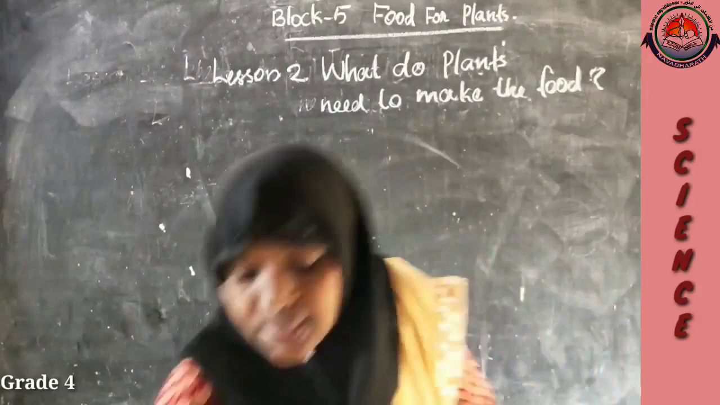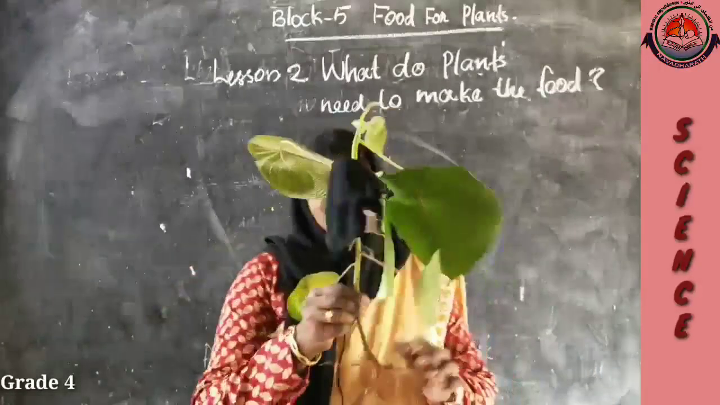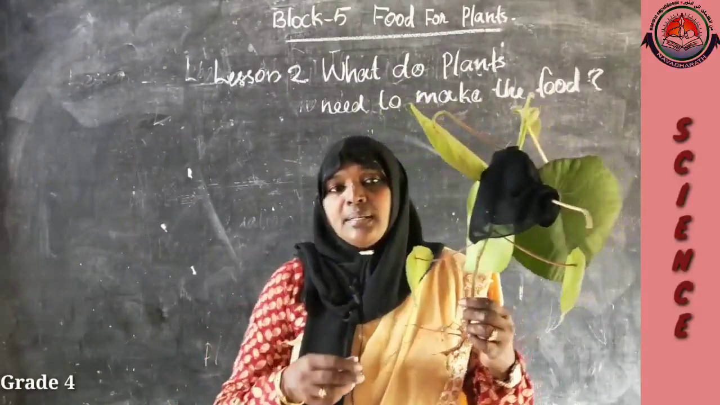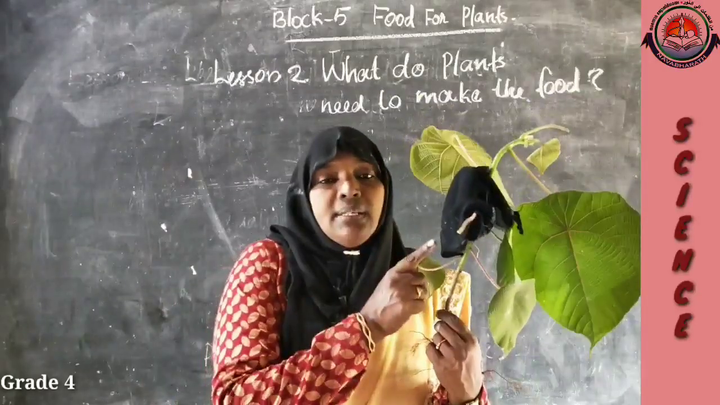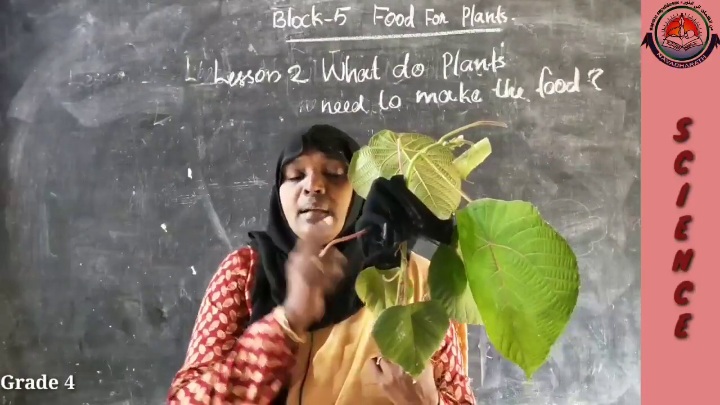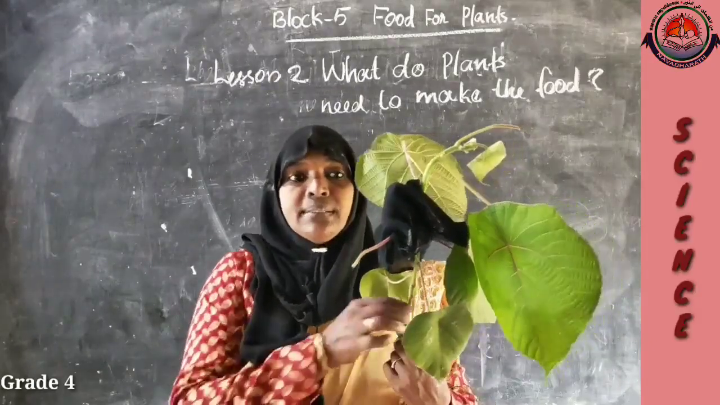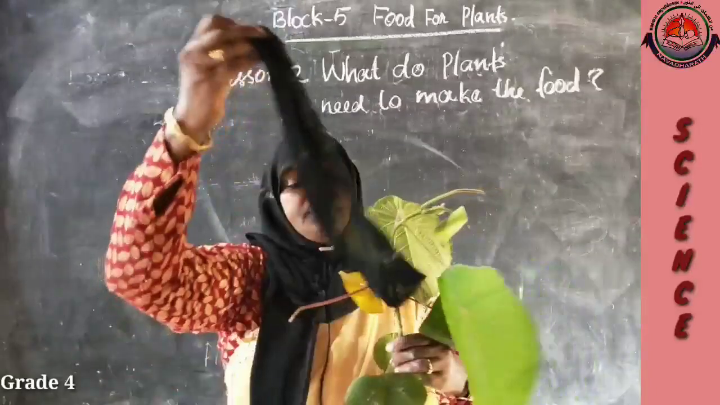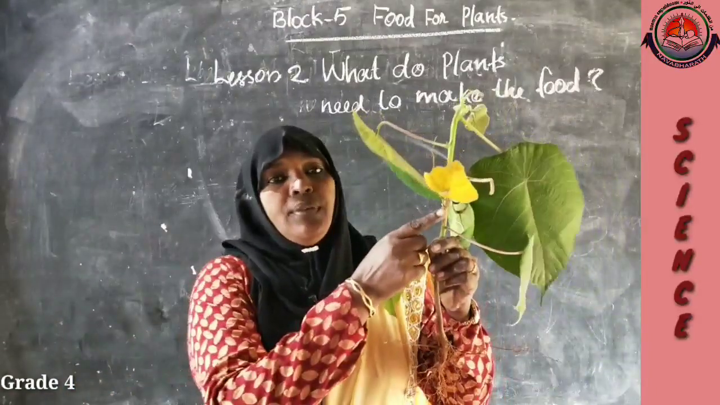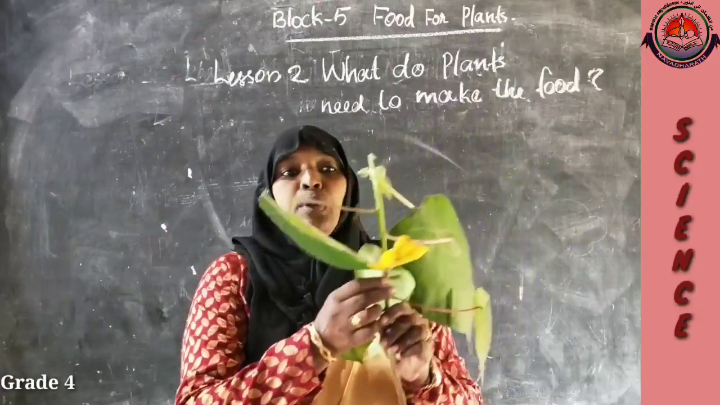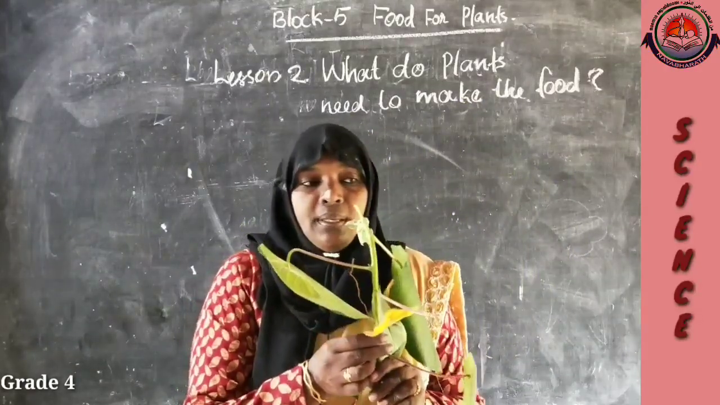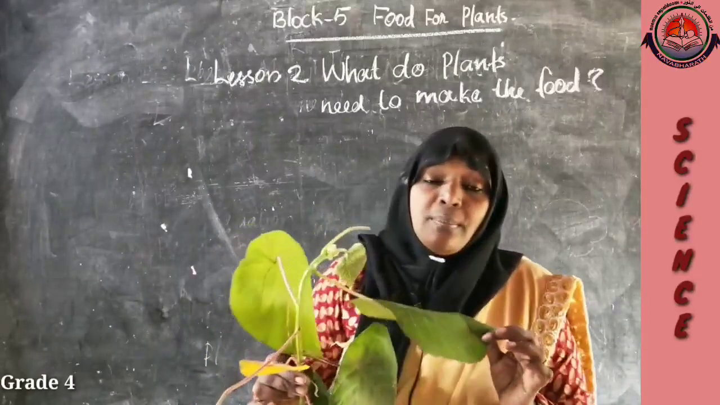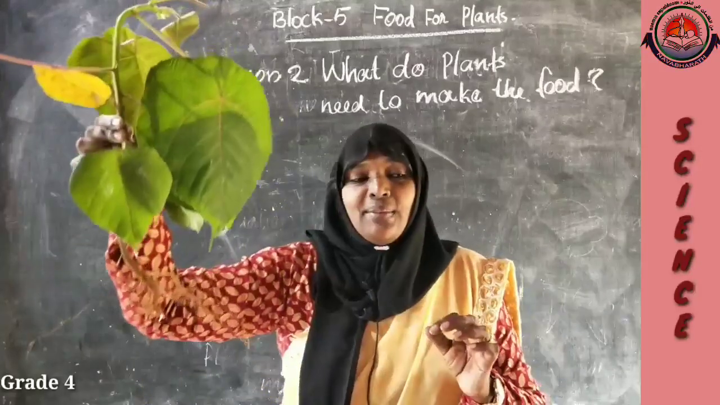Please check the plants. This is a plant, but some days ago I covered these leaves with a black cover. Then while opening this, we can check what happened. One leaf is yellow in color. So, which type of leaves make the food? Okay, green leaves.